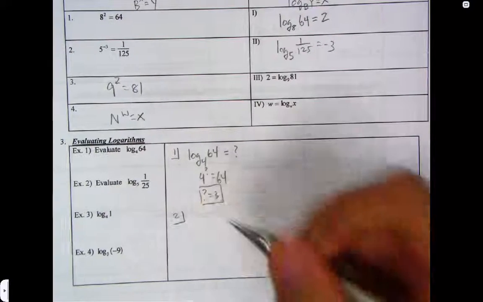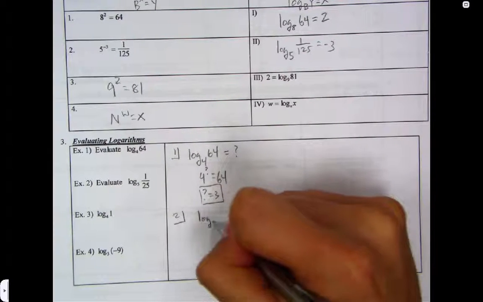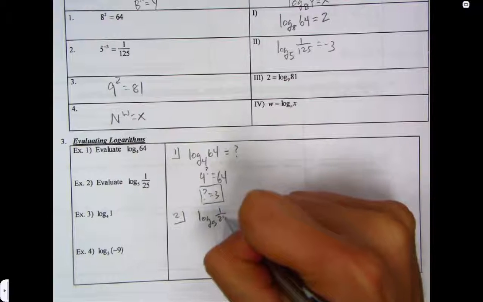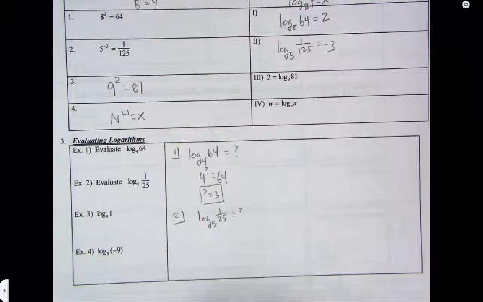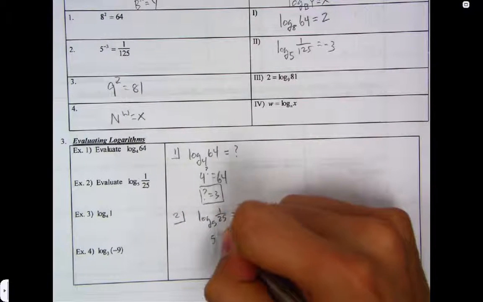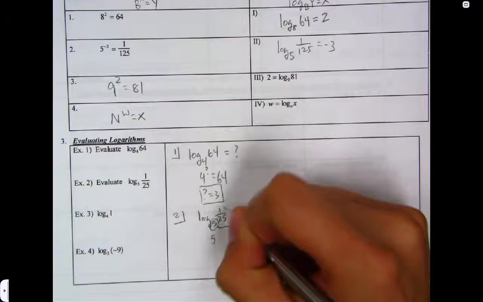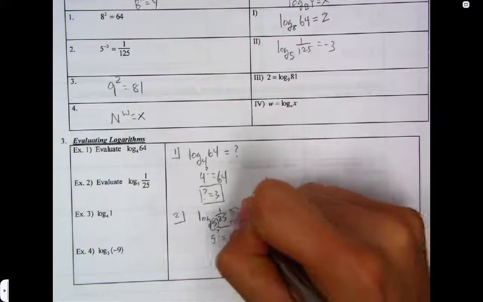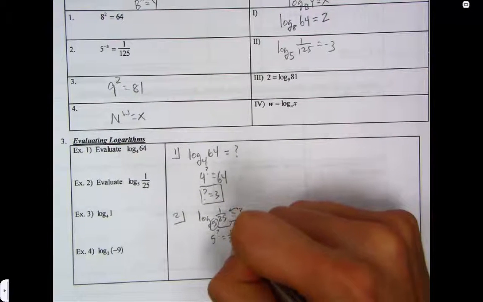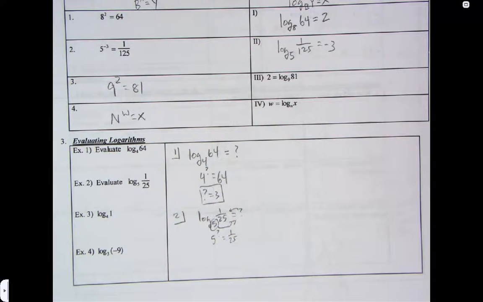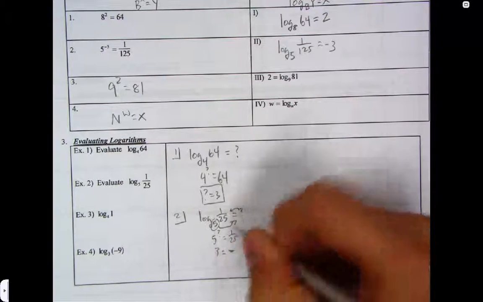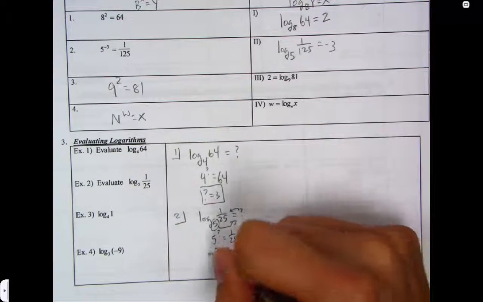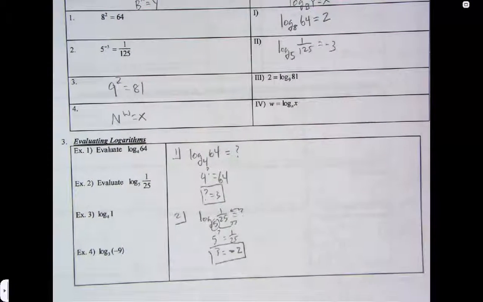Example 2, log base 5 of 1 over 25. We want to evaluate this, so this is going to equal something. We're going to put it in exponential form. So 5 to the question mark gives you 1 over 25. So I know it's negative because it's a fraction. 5 times 5, 2 times, would give you 25.